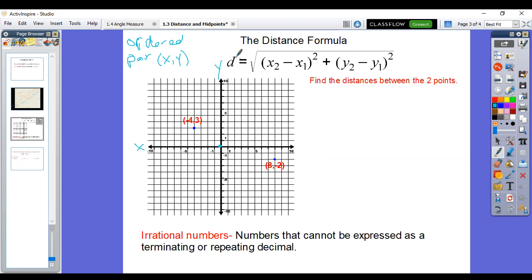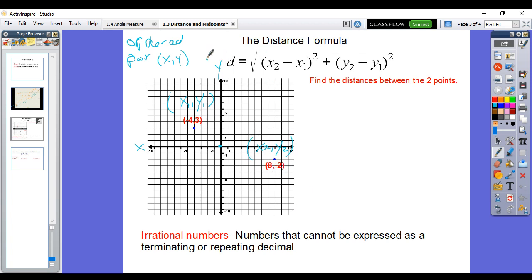All right, so what's x1, y1 and what's x2, y2? You pick. So I'm going to call this set, going from left to right, my x1, y1. Every point has an x and a y. So if that's x1, y1, I'm going to make this x2, y2. That's my other x, y coordinate pair.